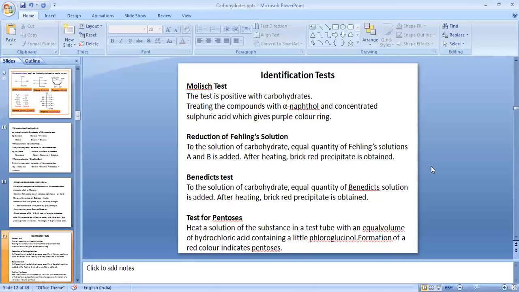And next one is the test for pentoses. The sample solution is taken and treated with hydrochloric acid and phloroglucinol, which gives a red color due to the presence of pentoses.